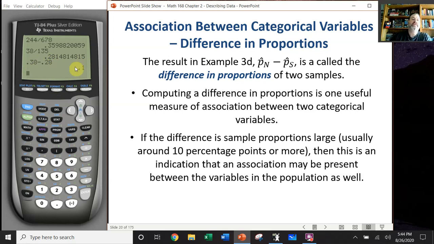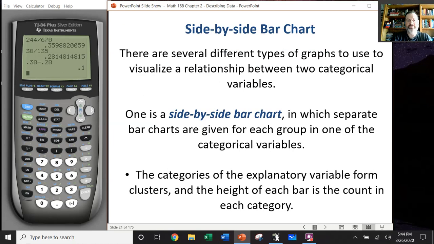Remember, this has to be a number between -1 and 1. So 0.1 is a pretty big difference, right? And so this tells us that maybe this is also true in the population. And that's how statisticians and researchers get stuff done. They take samples, they look at how big this difference is, and that tells them something about the population.